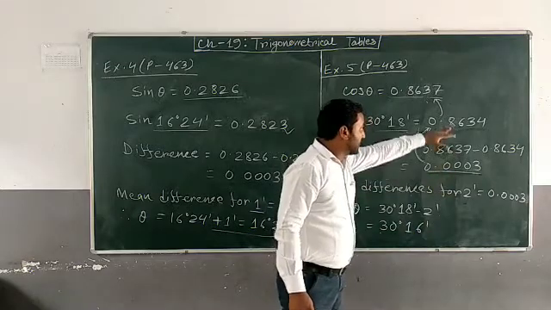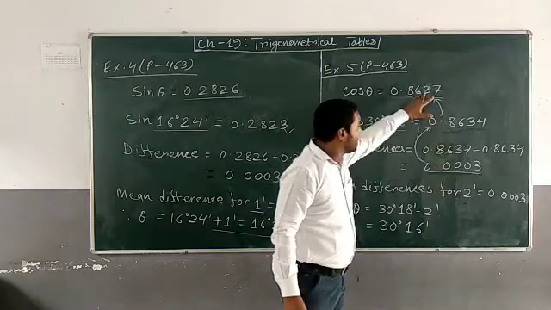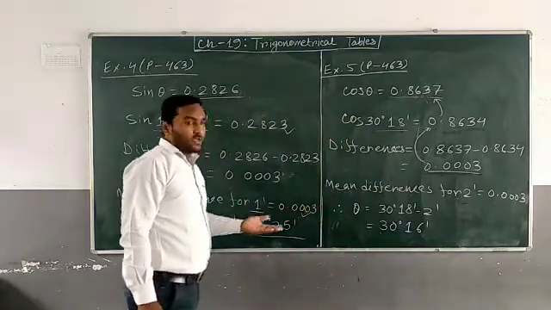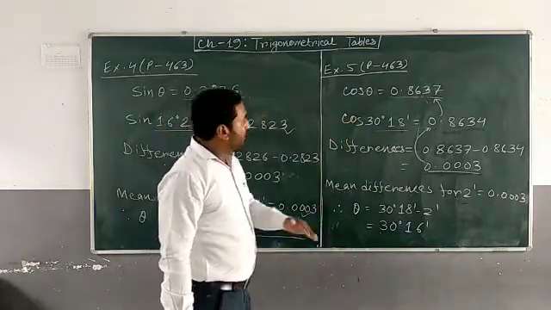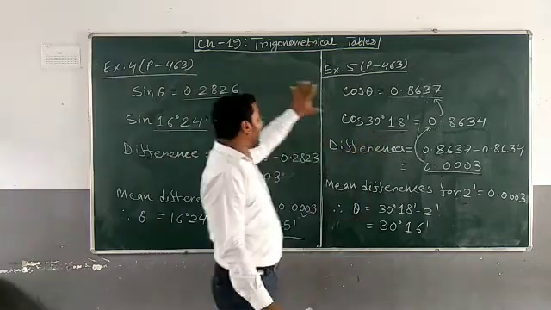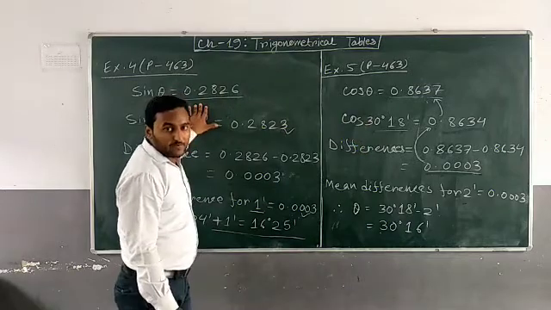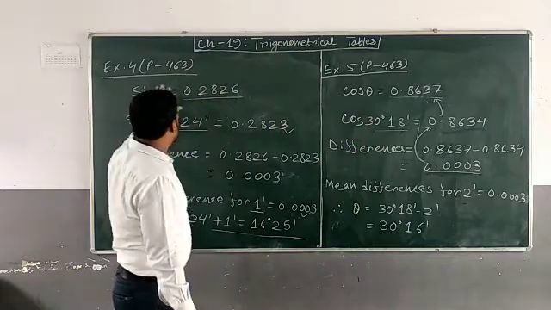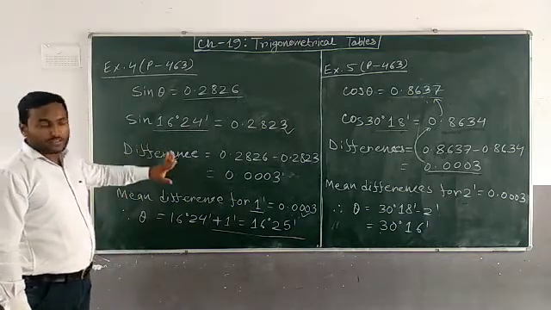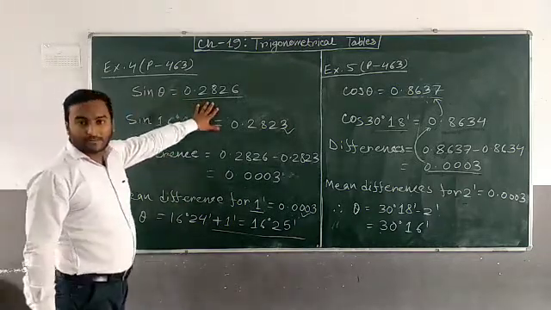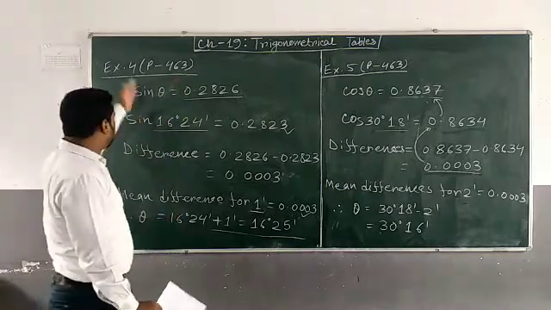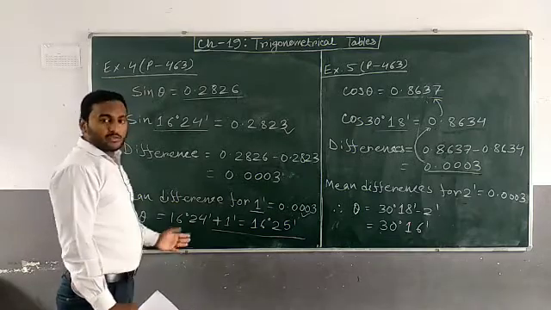The mean difference is added to get the value, and the angle is subtracted, because when the angle increases, the ratio decreases, and when the ratio increases, the angle decreases. So this is for cos theta and that was for sin theta. For tan theta, the method is exactly the same as sin theta. There is no difference between the sin theta and tan theta methods, so I am not explaining that one. You can follow the same steps as for sin theta.